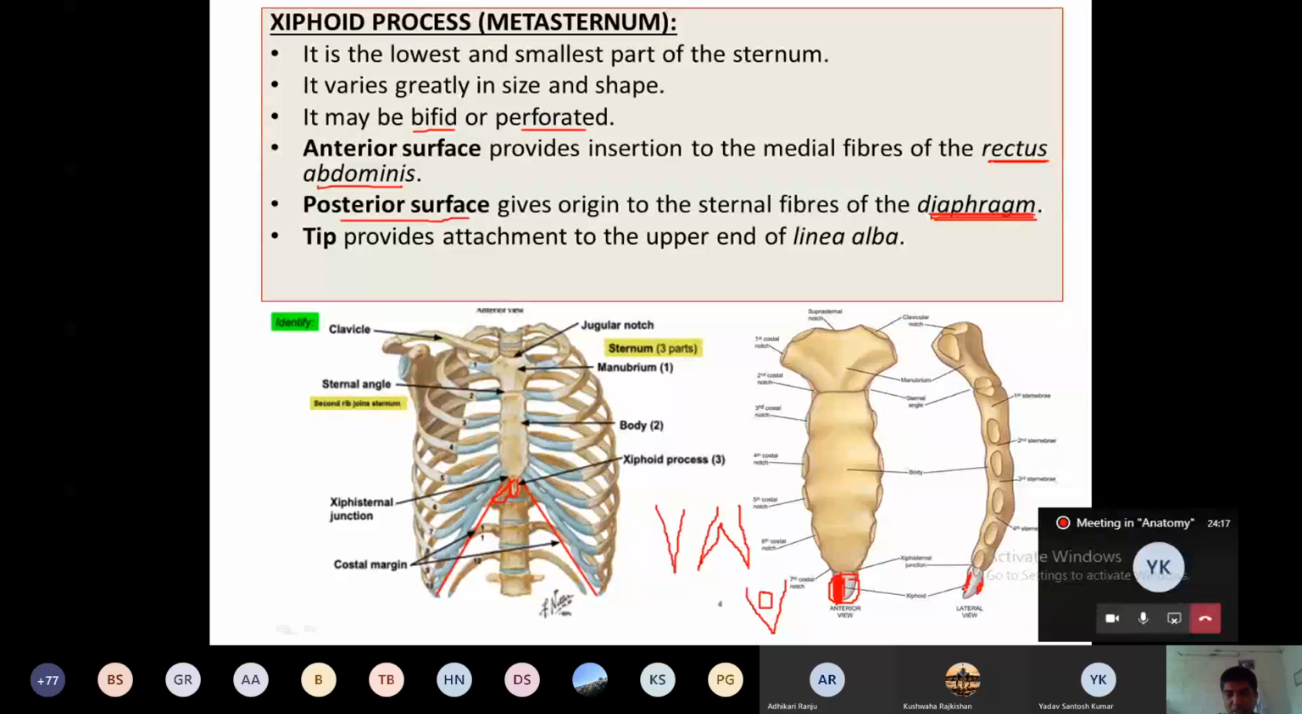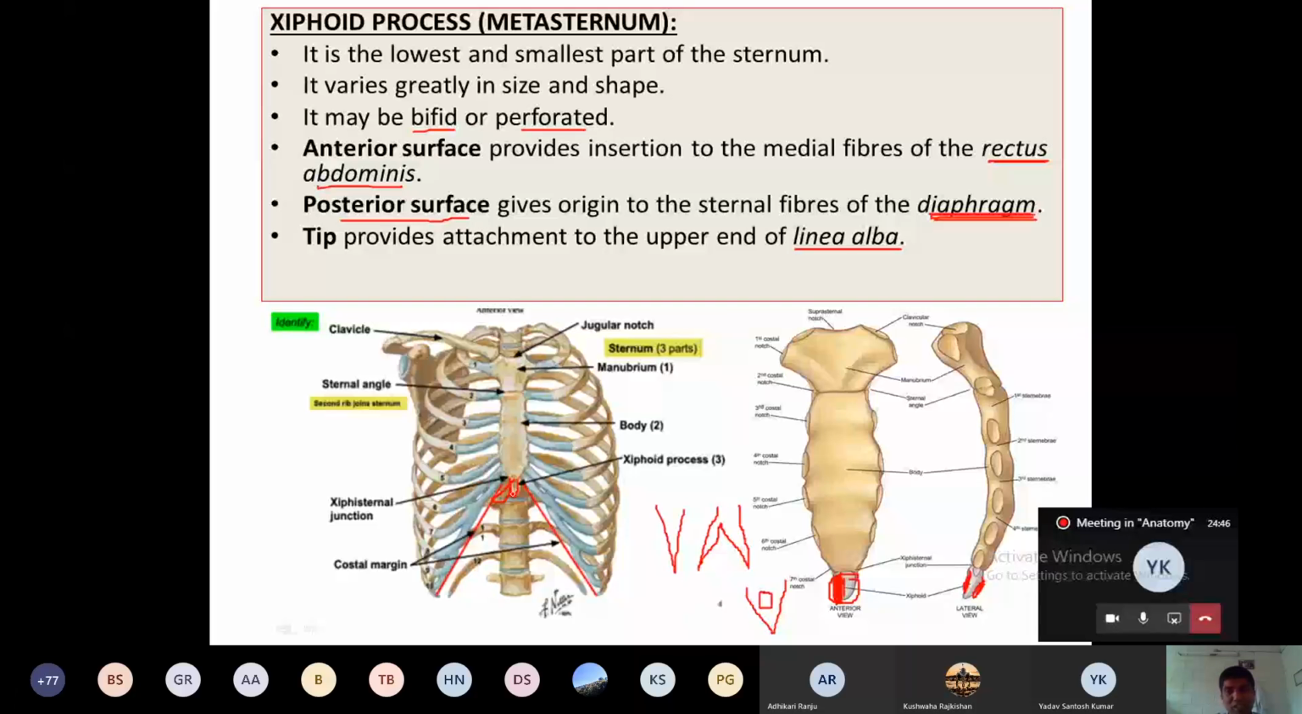From here there will be the origin of the diaphragm, and from here there will be the origin of which muscle? Rectus abdominis muscle. And the tip of the xiphoid process provides attachment to the upper end of the linea alba. Linea alba is a straight line in the anterior abdominal wall. This extends from the xiphoid process to the pubic symphysis and separates the two parts of the rectus sheath.